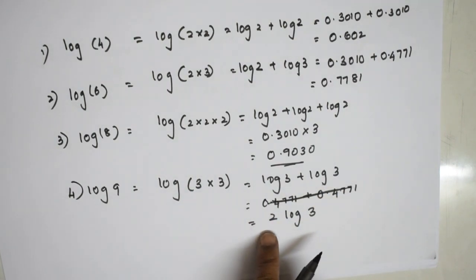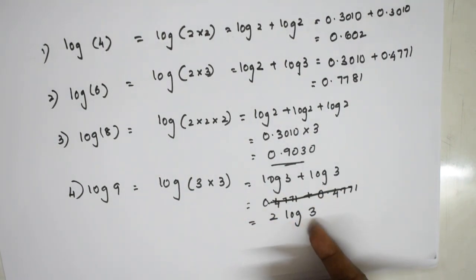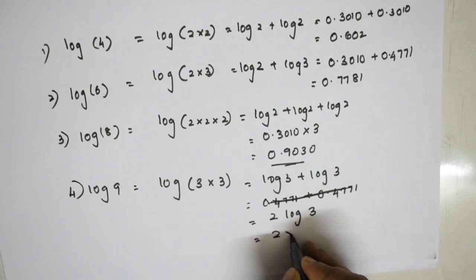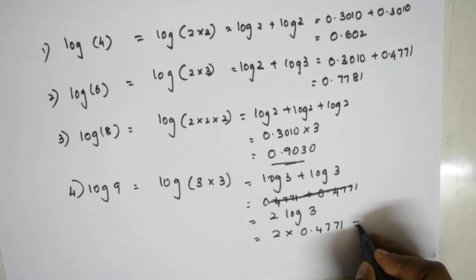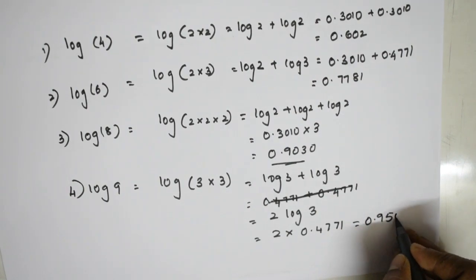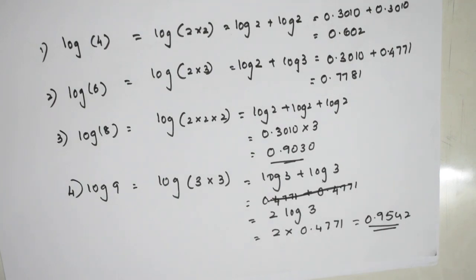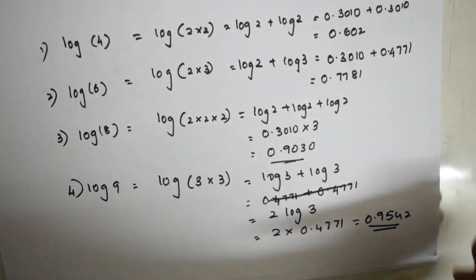2 log 3. What is 2 log 3? Log 3 value, that is nothing but 2 into 0.4771. It's further simplified, isn't it? Which is nothing but 0.9542. So this is how you find the values. Simplified? Yes, students? Done? Okay.